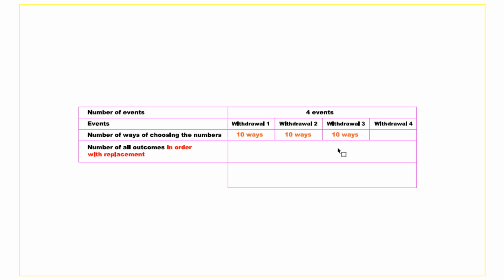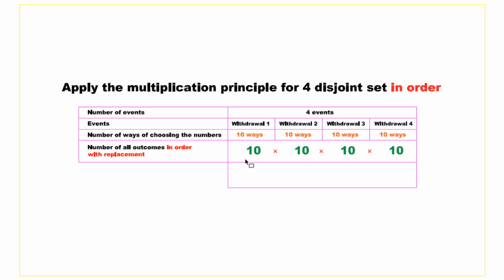And for the withdrawal of the third digit, we have also 10 ways. And so for the withdrawal of the fourth digit, we have also 10 ways. Now, according to the multiplication principle, we can multiply all of them to know the number of all possible outcomes, or the number of all possible tickets the lottery corporation can issue according to the previous rules. And they are 10,000 tickets.